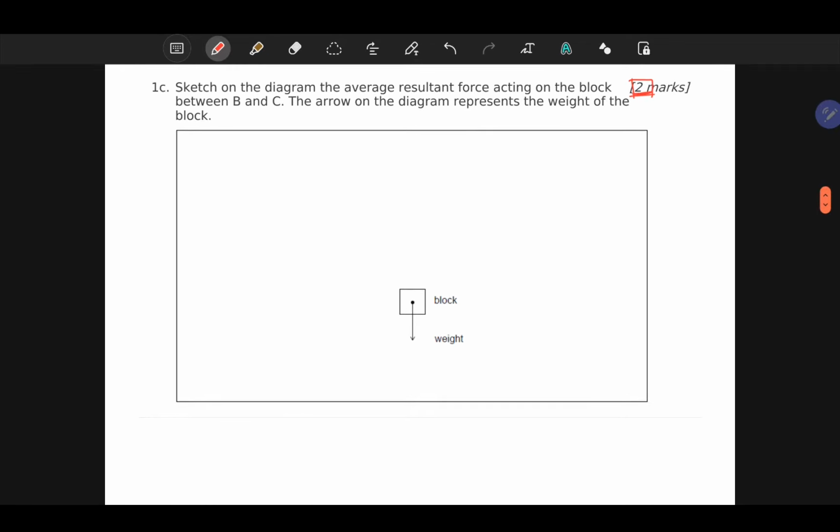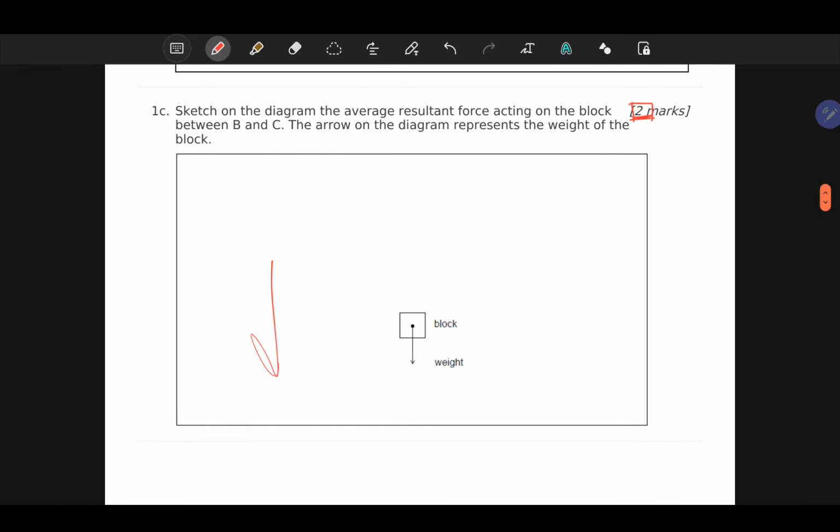So first of all, the direction, that's easy. It's going to be going downwards, right? Because we're talking about the situation from B and C, and we're already given that, it's going downwards. So the force is going to be downwards. But we need to know the tension force, right? We need to know all the other forces that are acting on the block.